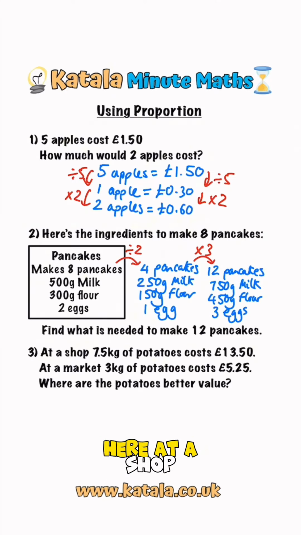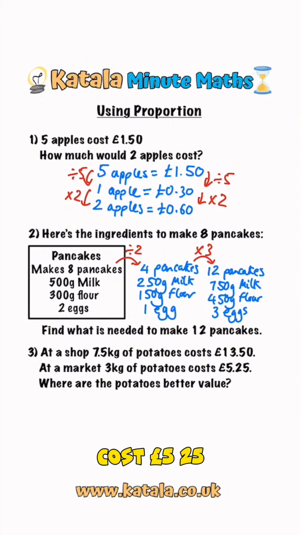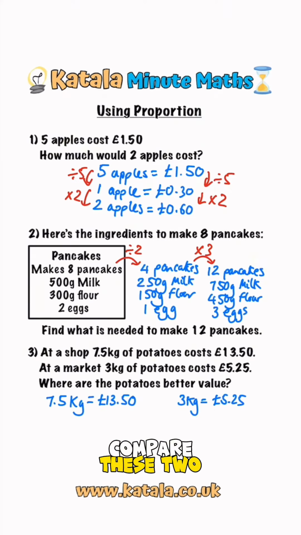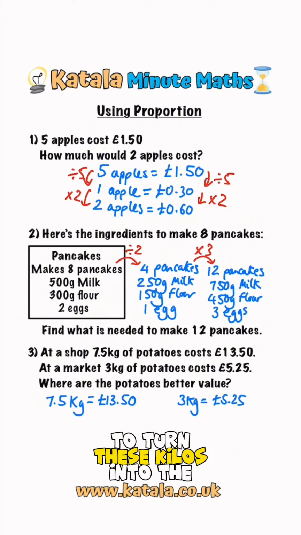So the last question here, at a shop, 7.5 kilos of potatoes cost £13.50. At a market, 3 kilos of potatoes costs £5.25. Where are the potatoes better value? So again, I'm going to write these both as simple little equations. Now in order to compare these two, to determine which one is better value for money, it would be a good idea to turn these kilos into the same amount.